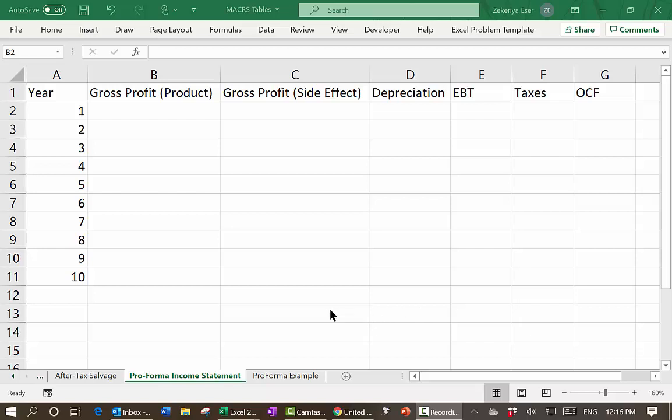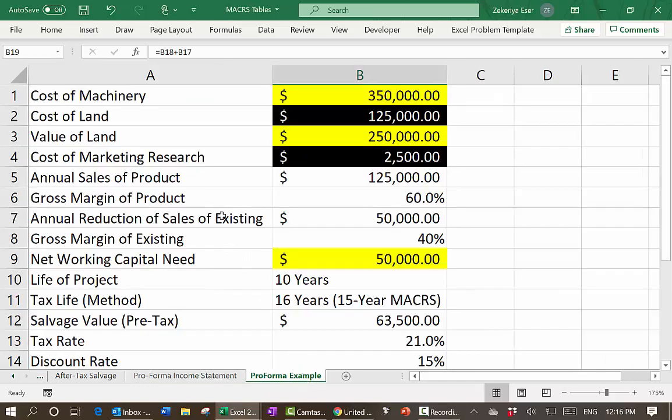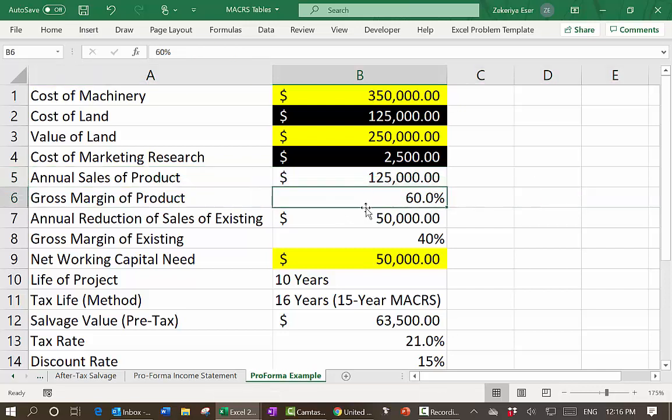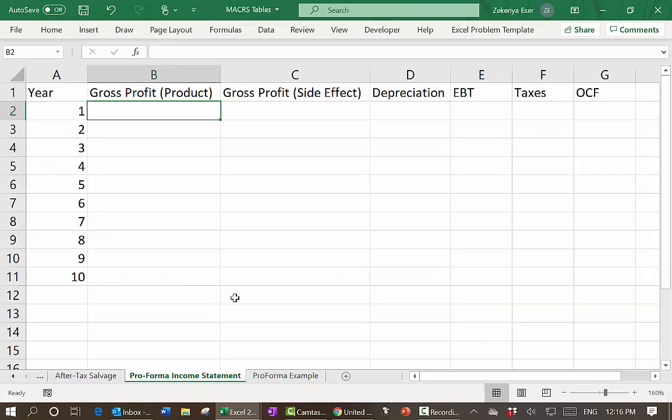Now we are ready to calculate pro forma income statements and operating cash flows. Let's go to our example. Remember, this product, you're going to make sales of $125,000 each year, and gross margin on that product is 60%. That means we get to keep 60% of the sales. So let's go to pro forma income statement.